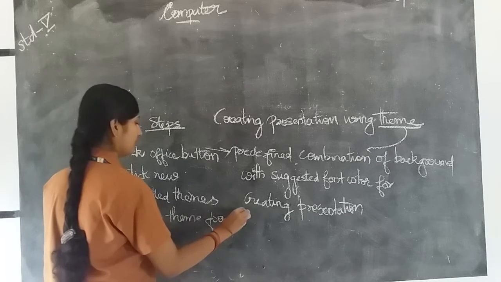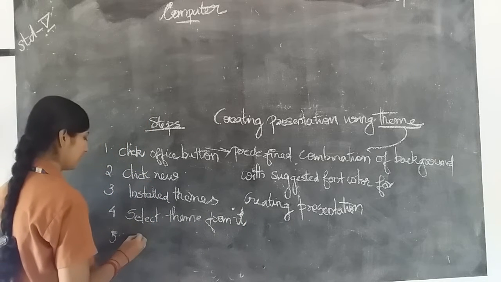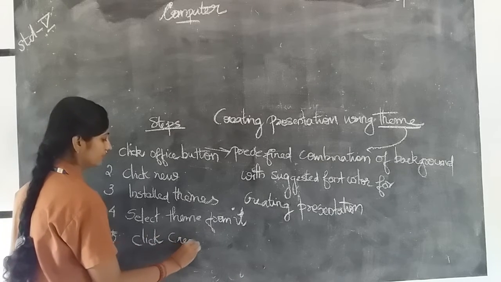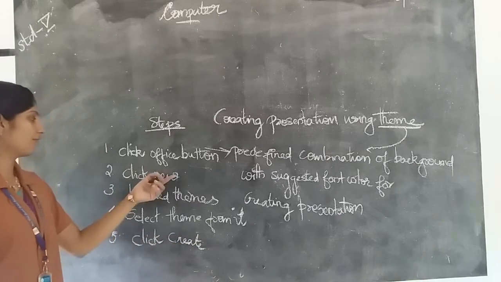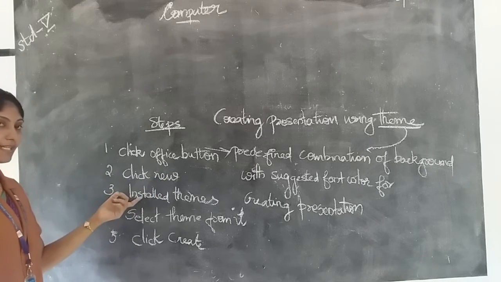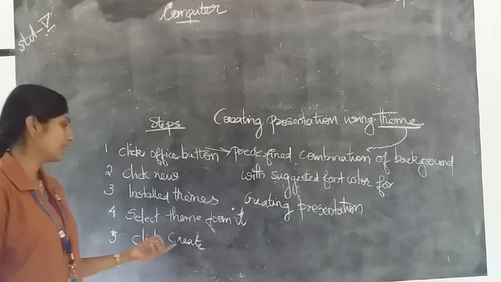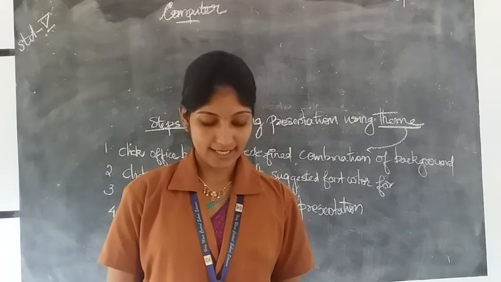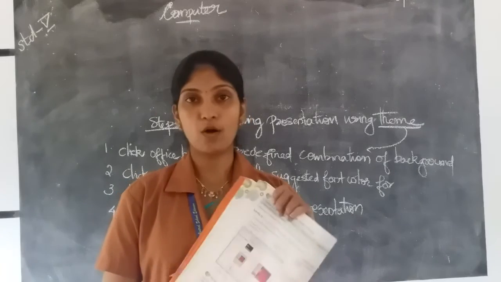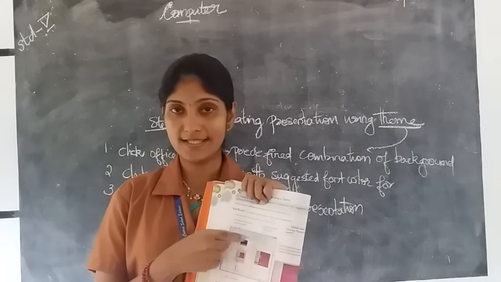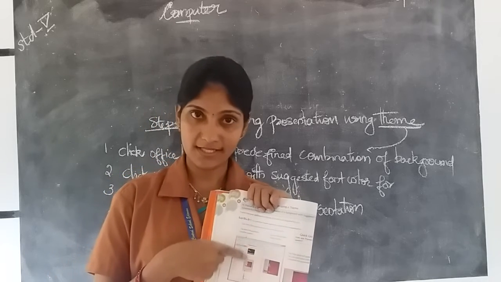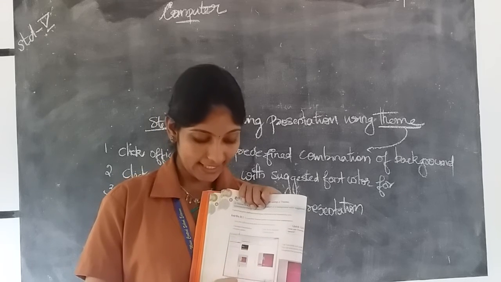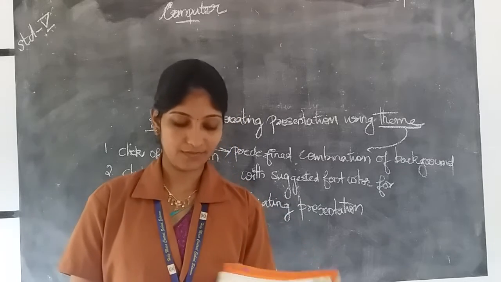Then fifth step, click create. So once again, click office button, click new, then click installed themes, then select theme from it, then click create. So here, this is the example. Click office button, then click installed themes. It contains different types of themes. Select one of the required themes from there and then click on the create button.